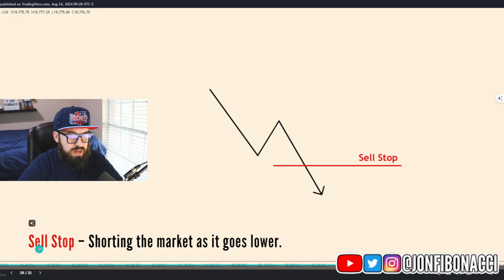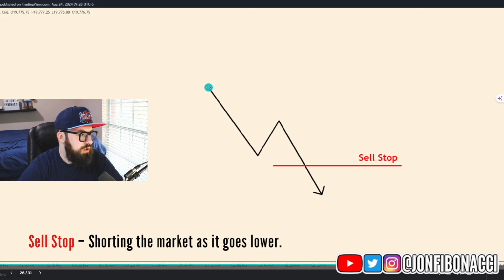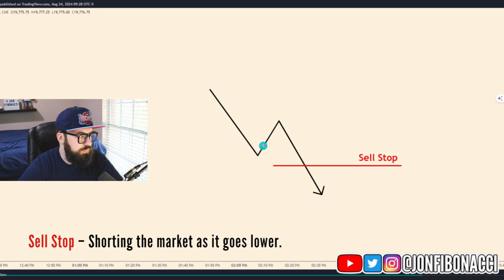So a sell stop is shorting the market as it's going lower. Yes, you can profit from a down market. A lot of beginners don't understand that. It was kind of weird to understand at first, even for myself and for a lot of traders. If the market's going down and there's a retracement here and then it continues going lower, you can put in a sell stop. Say the market's here and you want to sell it as it's going lower, you can do that, and then you can make money.